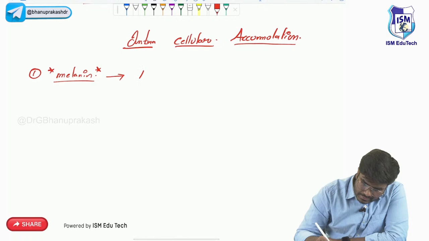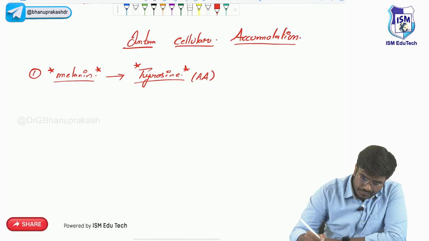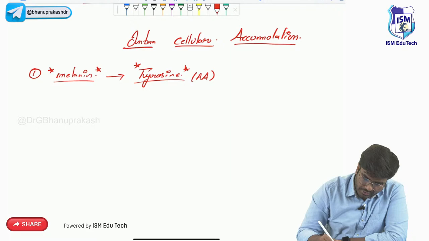Tyrosine, Bruce, it is tyrosine. Tyrosine amino acid will form melanin. Yes, you are true. Now, the second question which I want you to know is, this melanin is stained by certain dyes.